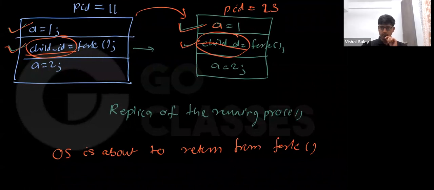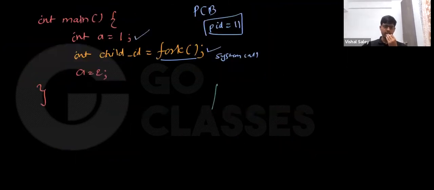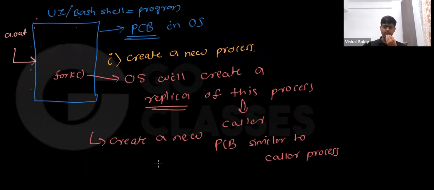Is this clear? Okay, great. And again, note that this will have a separate PID because it's a new process. It's the exact replica, but it's a new process. Okay. So note that PCBs are different, because again, the process number itself is different, so PCBs are different.